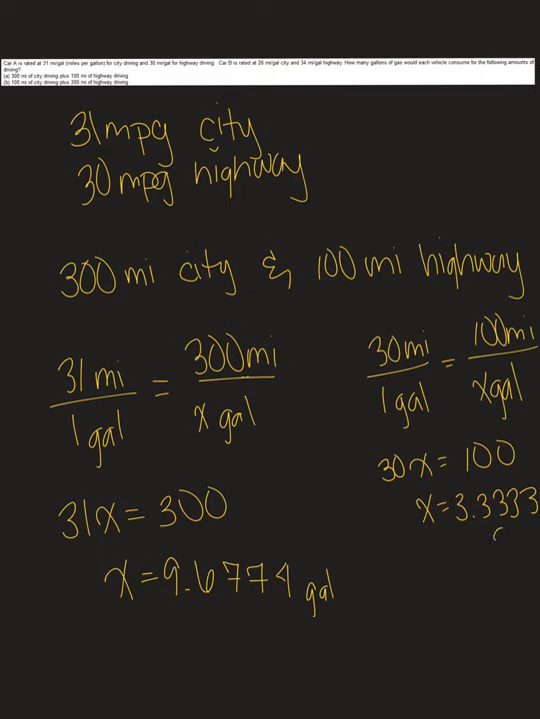And then you're going to add these two values. So I'm adding my 9.6774 plus 3.3333, and you get 13.0107. And then now you can round to the nearest tenth. So that 1 doesn't change, so this is approximately 13.0 gallons.